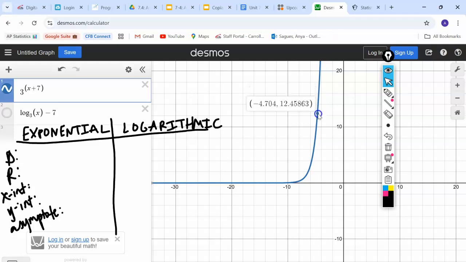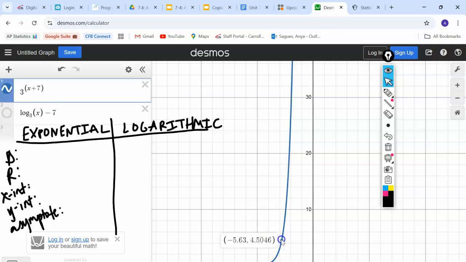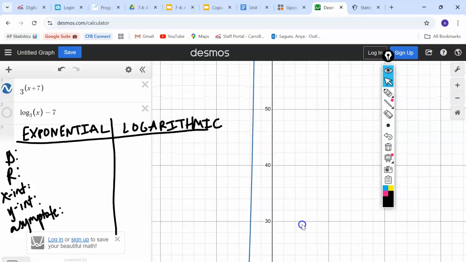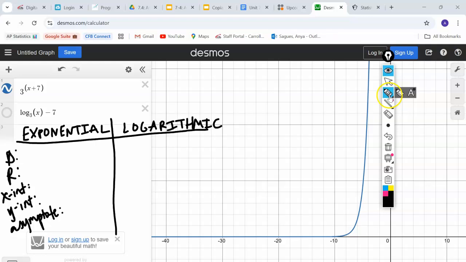So I like to pick a point and just drag it. And since domain is x values, I'm looking at the first number on the graph, seeing how far left and right it goes. So this just keeps going, so it goes to negative infinity. And I see that if I drag it to the right, it is also not looking like it is going to stop. So for my domain, I can write negative infinity to infinity, or you can write all real numbers.